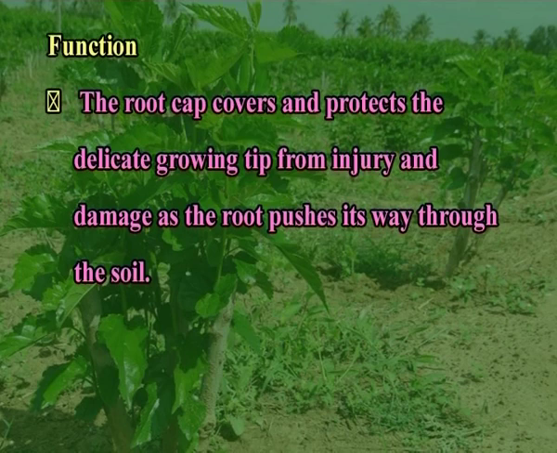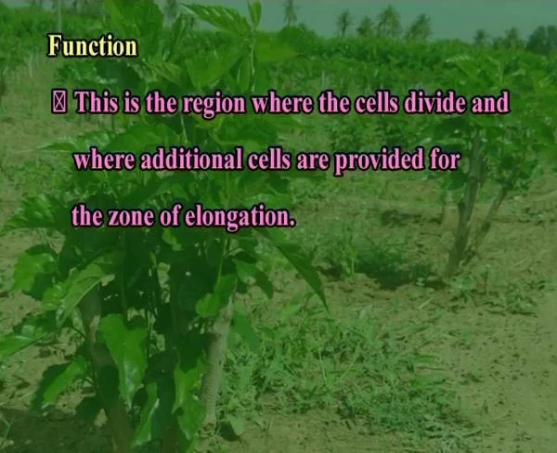way through the soil. Growing point: this region occurs immediately behind the root cap. The meristematic region consists of meristematic tissue and is protected by the root cap. The cells are very active and divide rapidly to form new cells which differentiate later to form more specialized root tissues. The cells of this region also replace the cells rubbed off from the root cap and provide additional cells for the next region. Function: this is the region where the cells divide and where additional cells are provided for the zone of elongation.